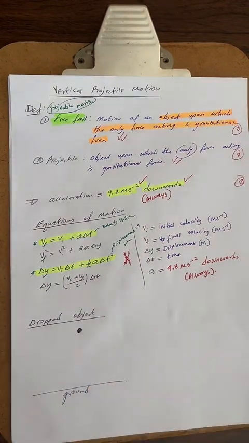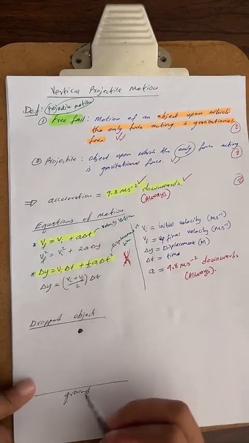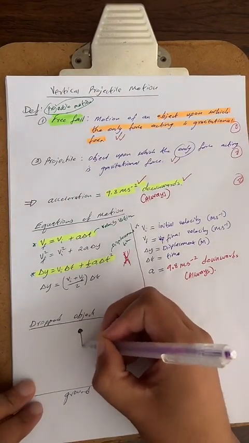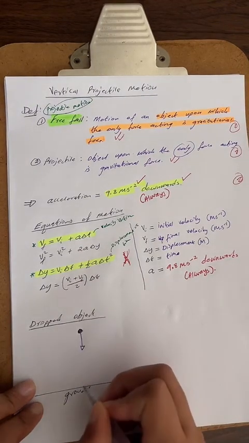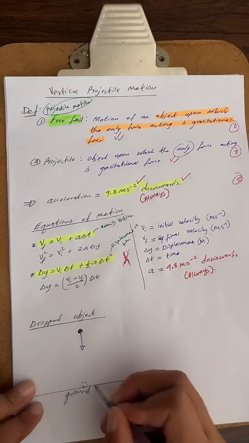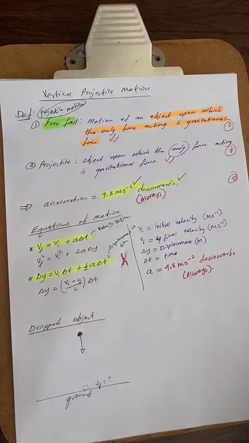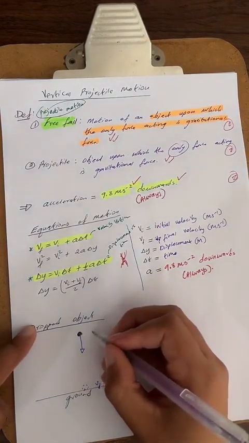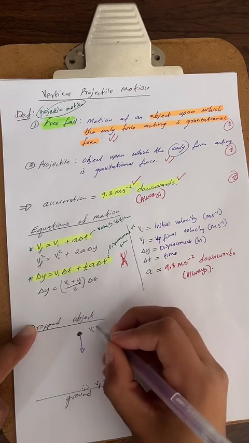So let's look at a couple of scenarios and see how these graphs will look. For an object that is dropped, the object will move in that direction, and finally it will hit the ground. It will hit the ground with a final velocity, which we don't know now. We will need to calculate it. But if it is dropped or released from rest, the initial velocity is always zero.